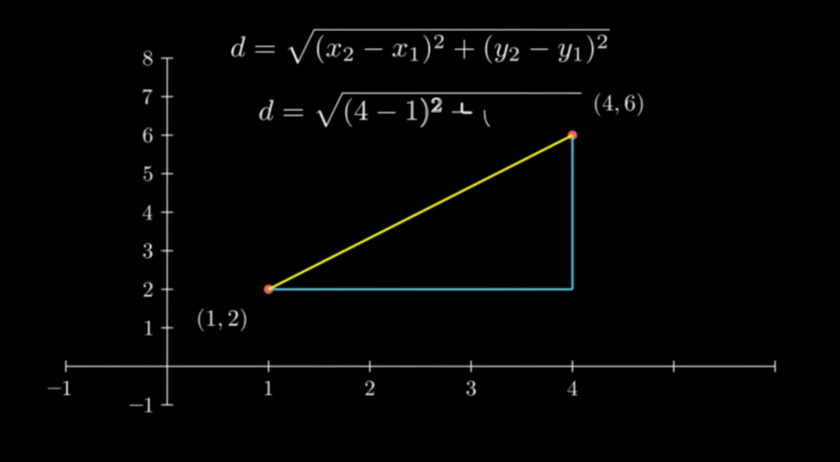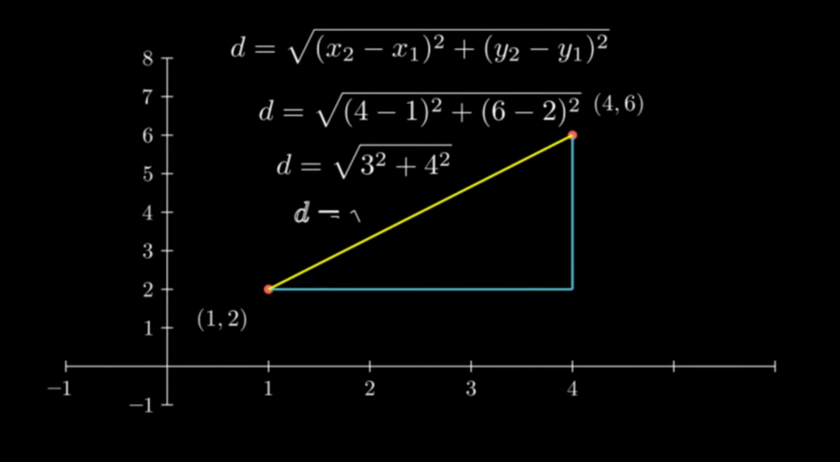For our first point, x1 equals 1 and y1 equals 2. For our second point, x2 equals 4 and y2 equals 6. Now we calculate the differences between our x-coordinates and y-coordinates. 4 minus 1 equals 3 and 6 minus 2 equals 4. These represent the horizontal and vertical distances between our points.